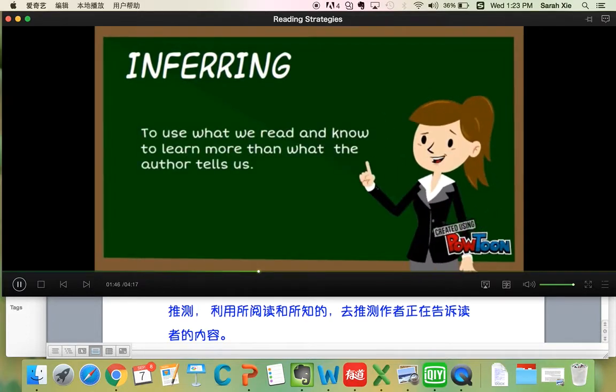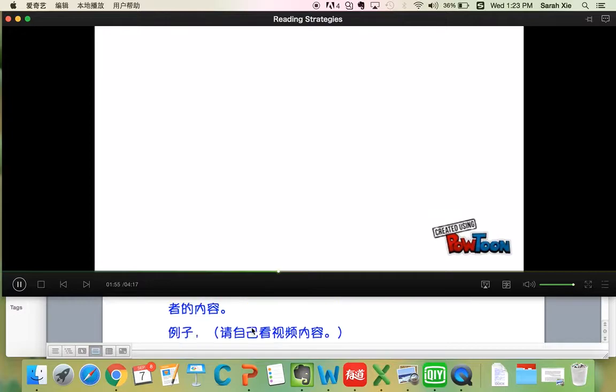Inferring is another reading strategy. Inferring means to use what we read and know to learn more than what the author tells us. It's like going beyond what the book is telling you.